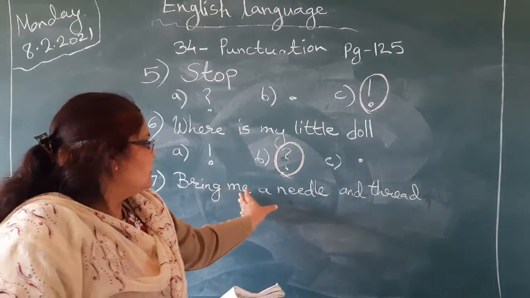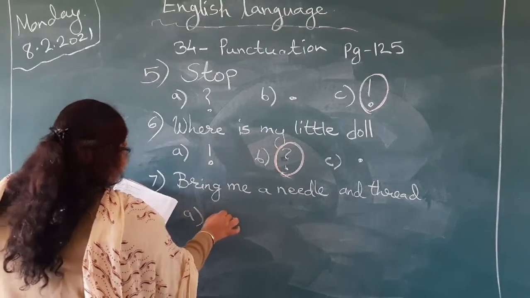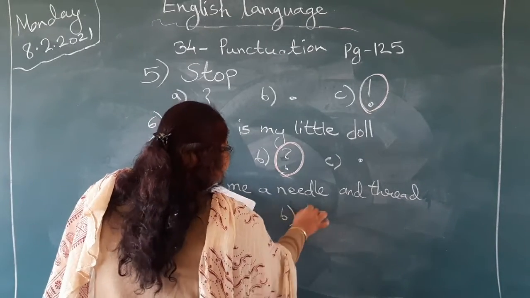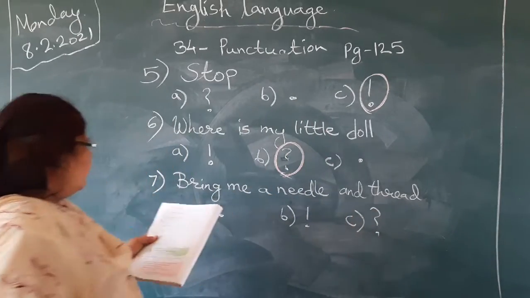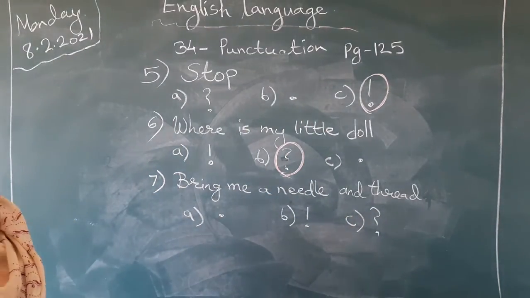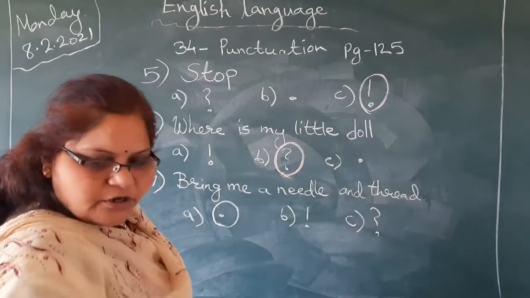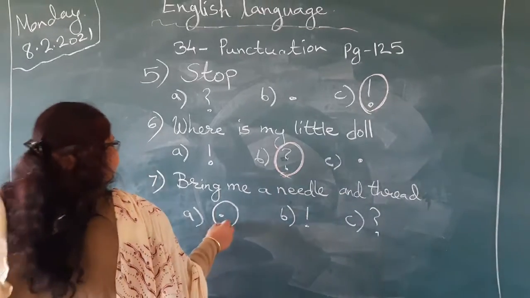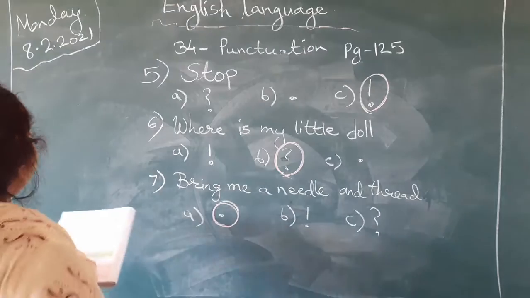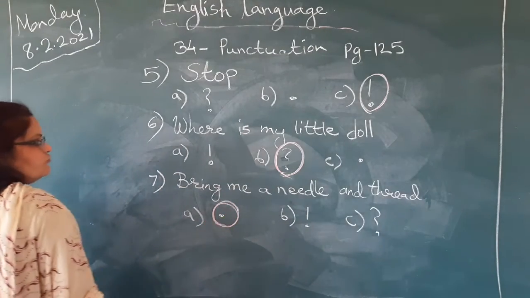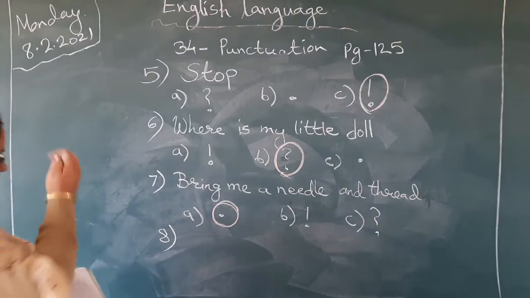So what is the right answer to be chosen? We are going to write the options. A, full stop, B is your exclamation sign, C is your question mark. So what do you think the correct answer is? Yes, it is that simple. Full stop. So we are not going to ask any question, nor any feeling. So it is a simple sentence. So what we use, that is full stop. Number 8. Sentence number 8.